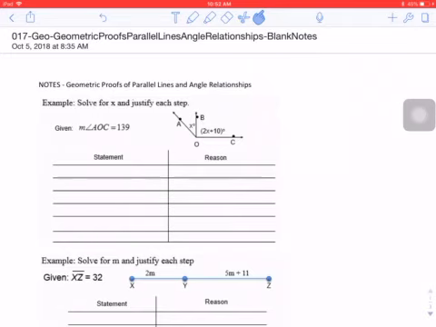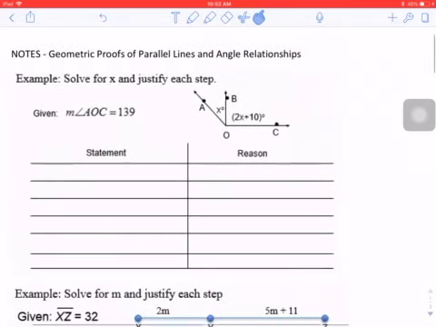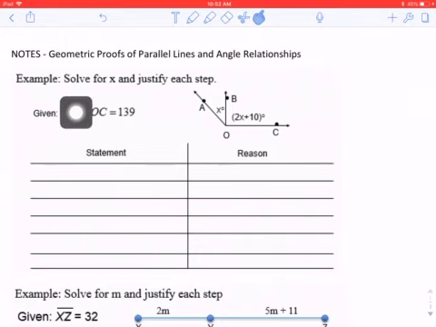So in our notes today we're going to prove parallel line and angle relationships, okay? Taking a look at this example, we have to solve for x and justify each step, and we are given that the measure of angle AOC is equal to 139, and then it gives us this diagram where AOC is this large angle, and then we have two smaller angles contained inside of it.